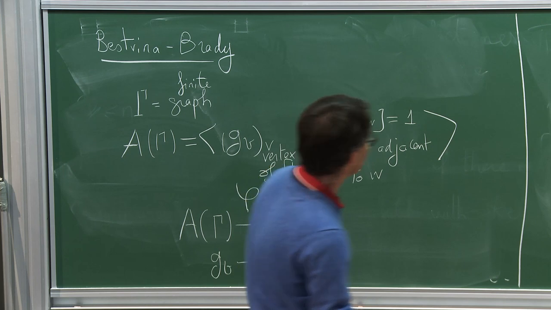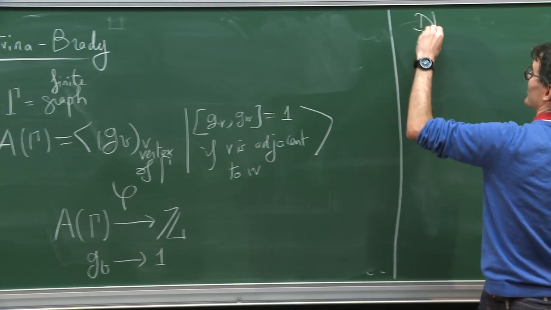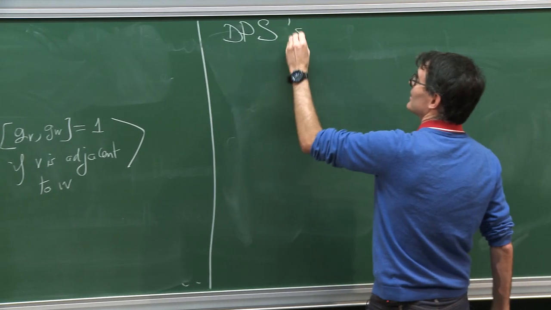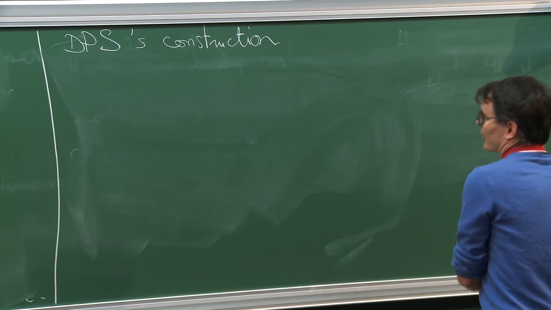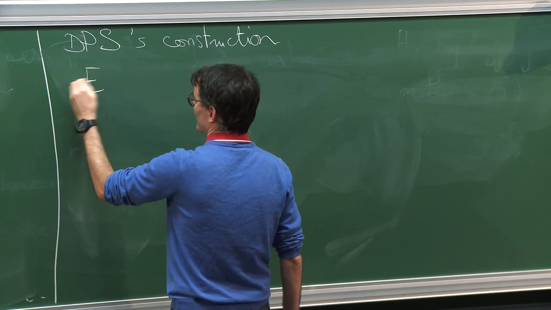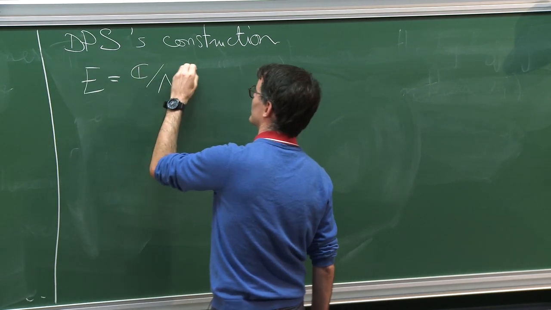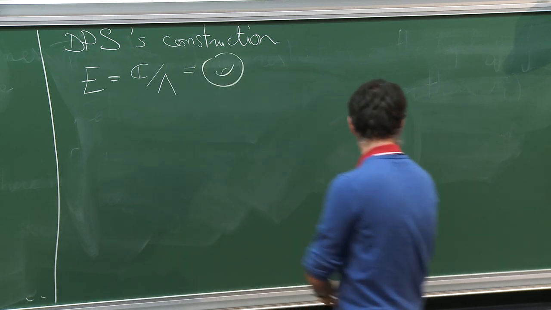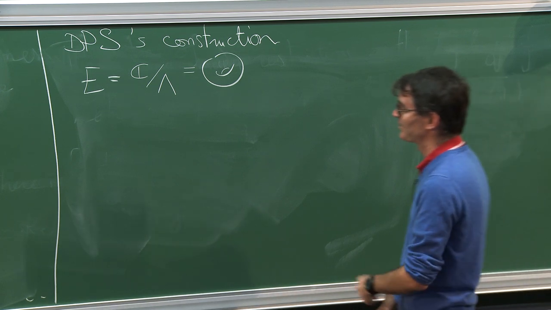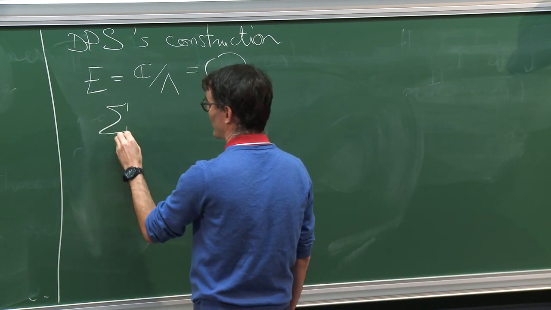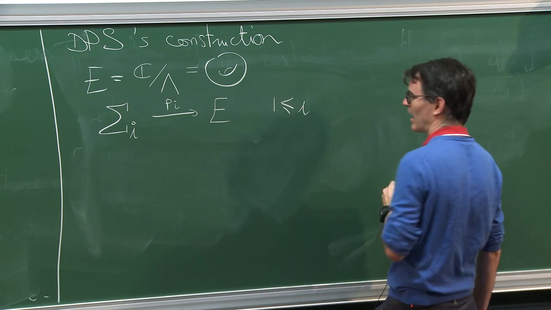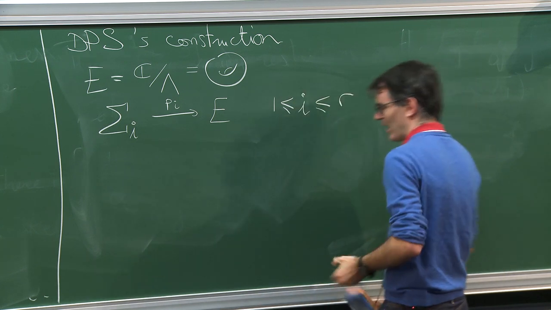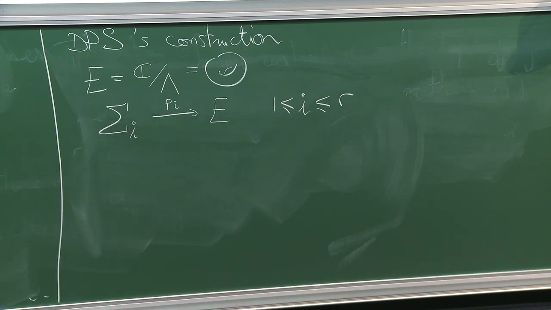Okay, so what is the construction of Dimca, Papadima and Suciu? I will abbreviate this as DPS. They take an elliptic curve, or a Riemann surface of genus 1, so C modulo a lattice. And they consider finitely many Riemann surfaces which are all branched coverings of E. Okay? So I consider sigma_i, where i goes from 1 to r, which is a ramified covering of E. I assume that it's truly ramified, so the genus is at least 2.